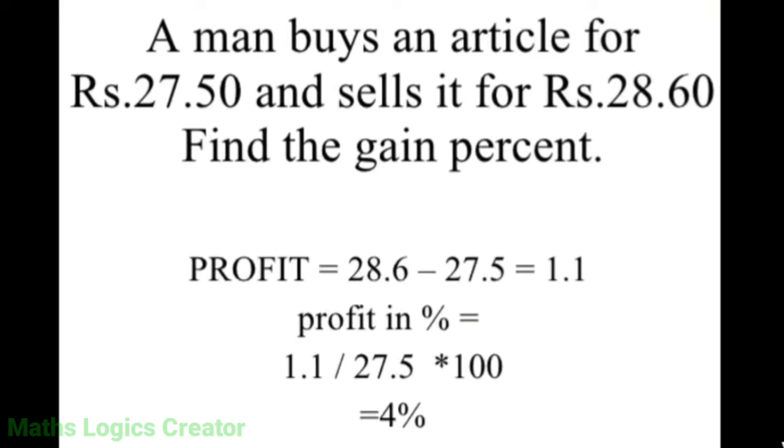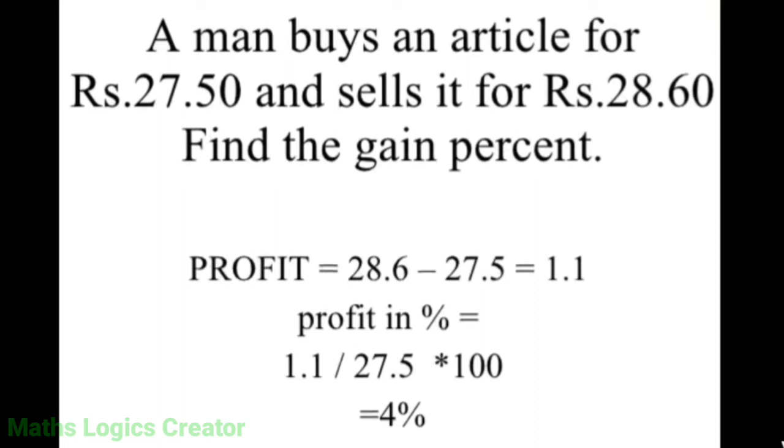Profit percent, as I told previously, is equal to profit by cost price into 100. Profit percent and loss percent are always calculated on cost price. So the profit in this transaction is 1.1 by cost price 27.5 into 100. The profit percent he's going to get at the end of this transaction is 4%. So try to use this method, and the answer is going to be very easy.